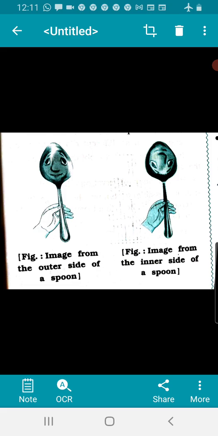So here when you see, some image is formed. An image formed on a screen is called a real image, and the image which cannot be formed on a screen is called the virtual image.